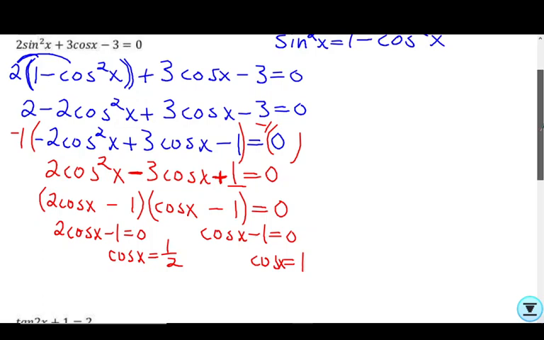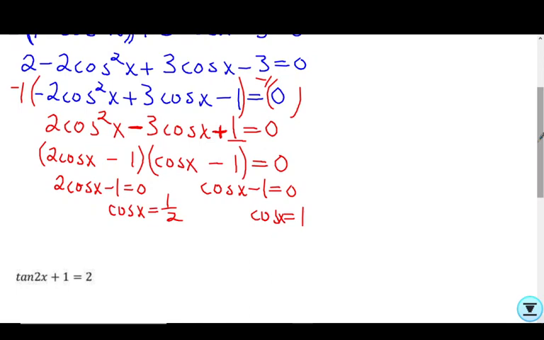So where is cosine 1/2? What angles? Well, that's at pi over 3 and 5 pi over 3. Where is cosine equal to 1? That's at 0 and 2 pi. So those are our 4 solutions. So we've done a trinomial factoring problem before.